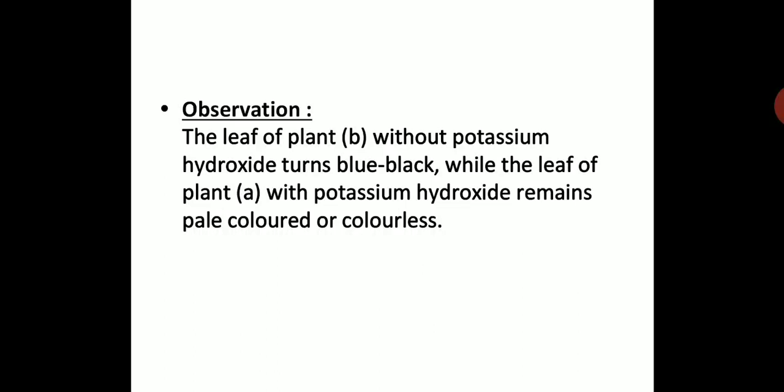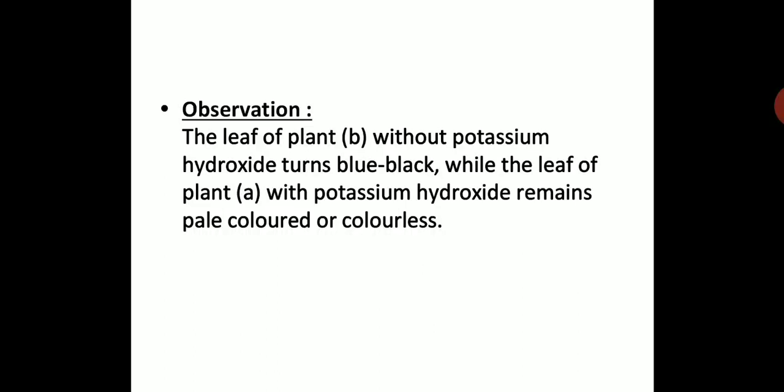So potassium hydroxide has taken care that no carbon dioxide remains inside the jar, and that's why the leaf was not able to prepare its food. So therefore it becomes pale colored or colorless. So without potassium hydroxide, the leaf was able to prepare its own food by photosynthesis.